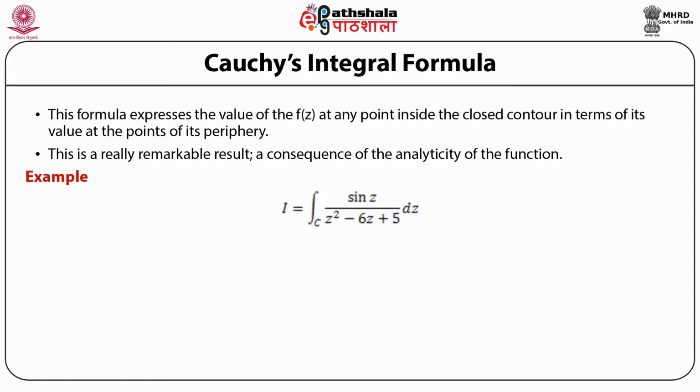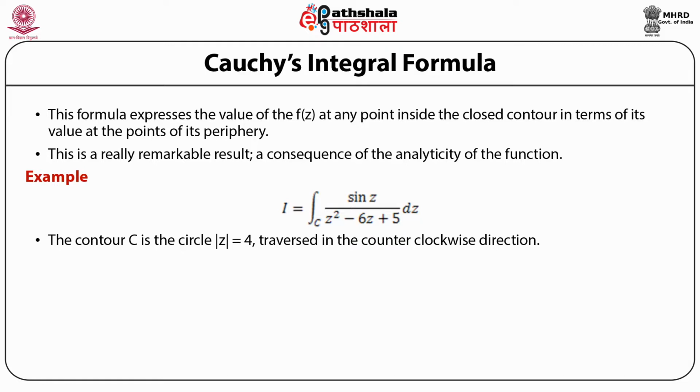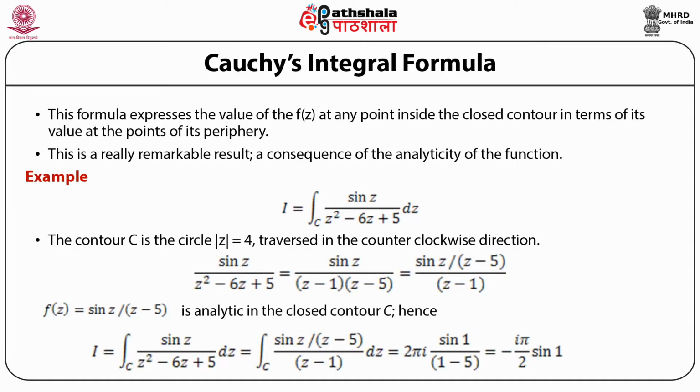Example: I equals the integral along C of sin z divided by (z squared minus 6z plus 5) dz. The contour C is the circle mod z equals 4 traversed in the clockwise direction. Sin z divided by (z squared minus 6z plus 5) equals sin z divided by (z minus 1)(z minus 5), which equals (sin z divided by (z minus 5)) divided by (z minus 1). F(z) equals sin z divided by (z minus 5) is analytic in the closed contour C. Hence, I equals the integral along C of (sin z divided by (z minus 5)) divided by (z minus 1) dz, which equals 2 pi i sin 1 divided by (1 minus 5), which equals minus i pi divided by 2 times sin 1.